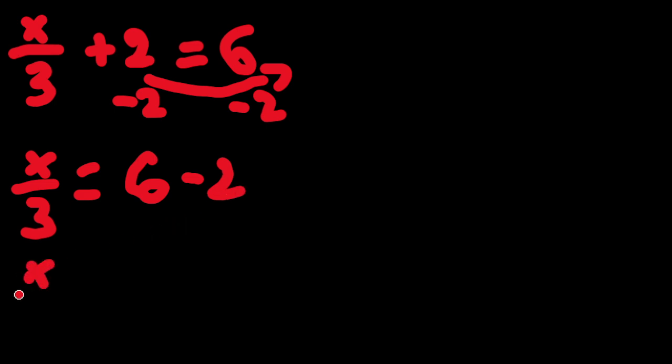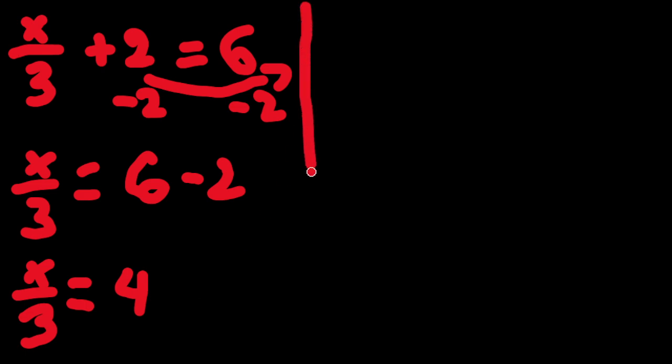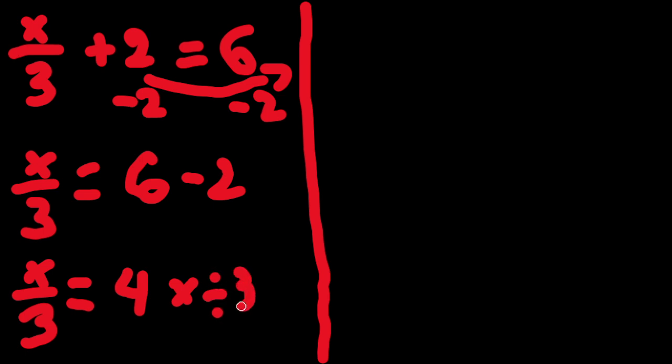Next, x over 3. 6 minus 2 equals 4. And now we have to find out how much is x. Here we have x divided by 3. So we have x and divided by 3.